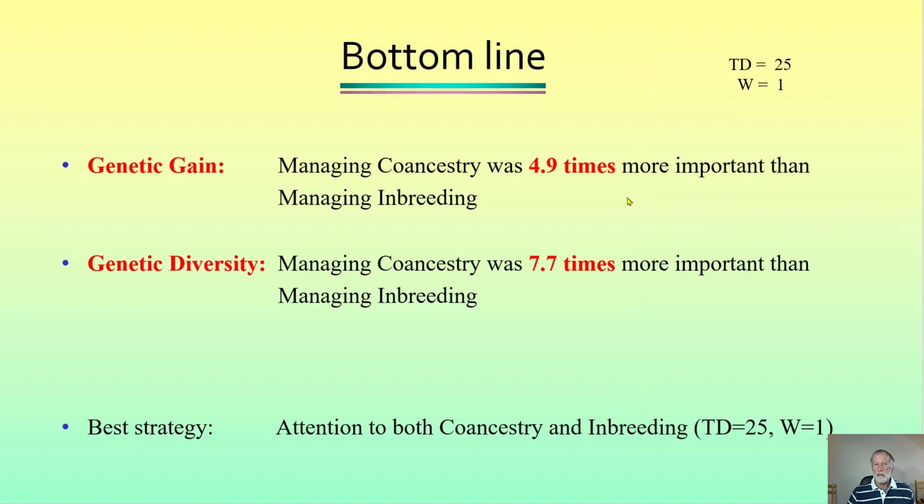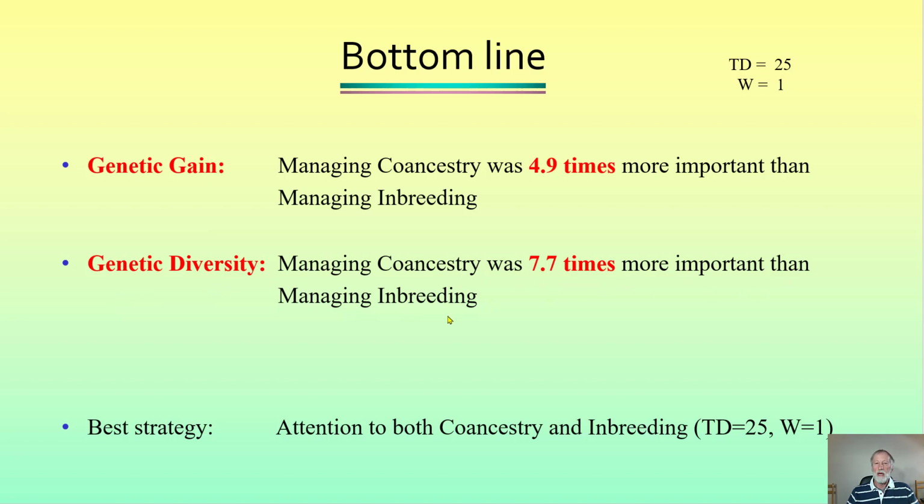So we looked at this for target degrees 25 and a weighting against progeny inbreeding, just moderate effects. And we found that across all different combinations of treatments, managing co-ancestry was 4.9 times more important than managing inbreeding as far as improving genetic gain in the long term is concerned. And for improving genetic diversity in the long term, managing co-ancestry was 7.7 times more important than managing inbreeding.